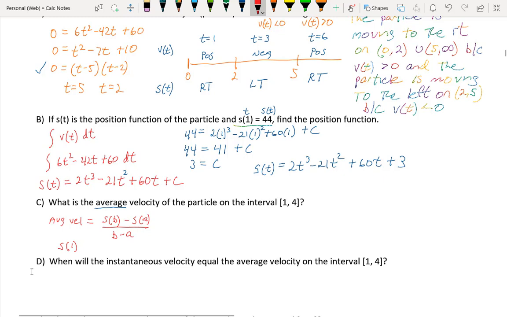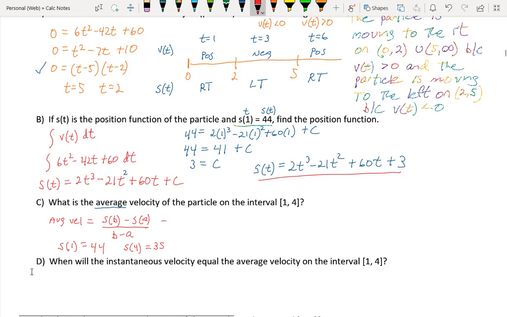If I plug 1 into part B up here, that's going to be 2 take away 21, which is negative 19, plus 60, which is 41, plus 3, which is going to be 44. If I did all my math right there, let me check my cheat sheet here. Yeah, I think I got it. And then I need S of 4. I'm just assuming that you can plug 4 into this function, because I'm going to cheat a little bit here. S of 4 is equal to 35.